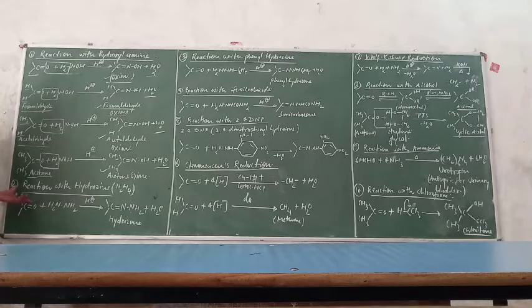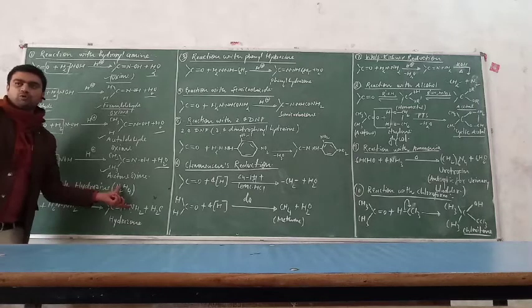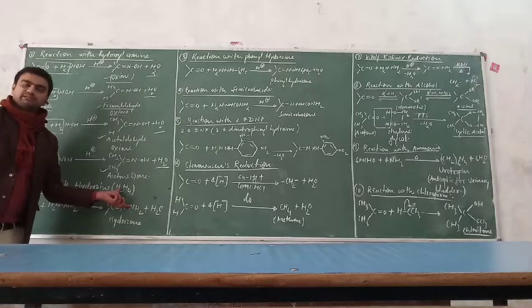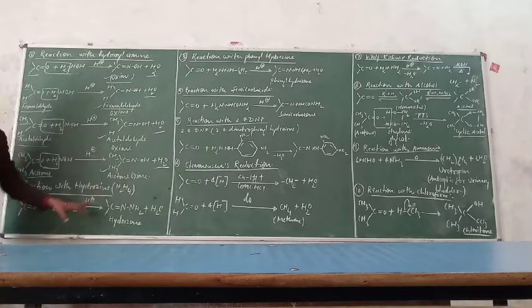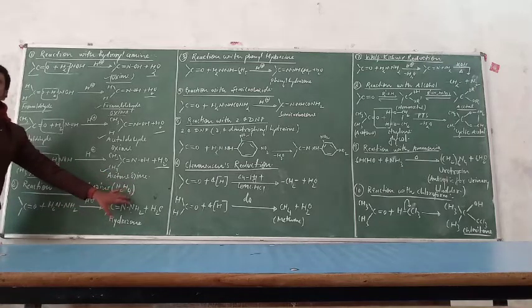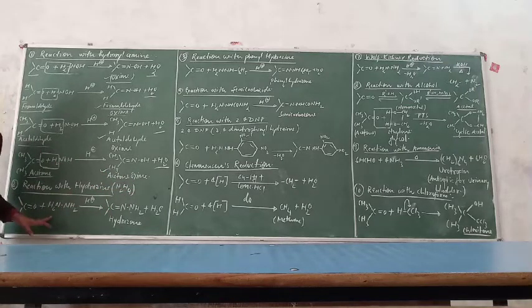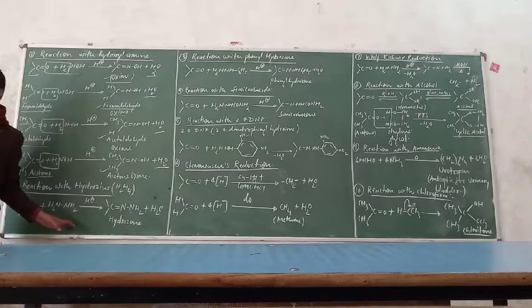Now the second reaction is with hydrazine. Clear? The formula of hydrazine is N2H4. Clear? And this N2H4 is the hydrazine. This can also be written as NH2 single bond NH2. Clear? Here N2, H4. So N2H4 is the hydrazine, which can also be written like this, NH2 single bond NH2.